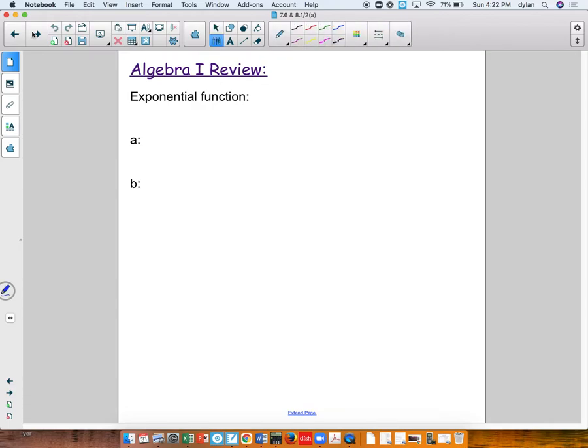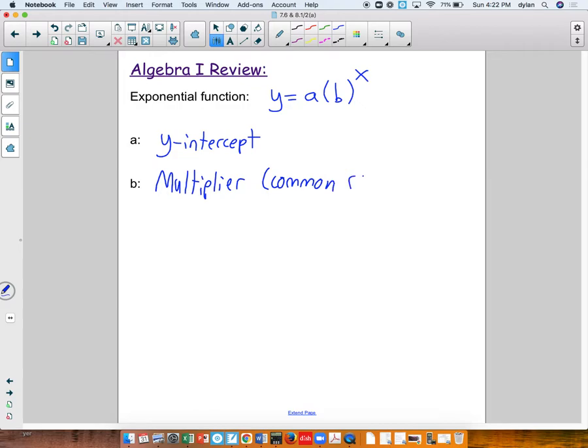All right, so the exponential function is y equals a times b to the x. Exponential function because the variable is in the exponent. In this case, a represents the y-intercept, and b represents the multiplier, which is also often called the common ratio. So when we're looking at our graphing today, we're going to be looking at what happens with different types of y-intercepts and different types of multipliers.